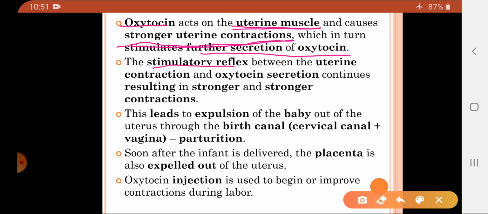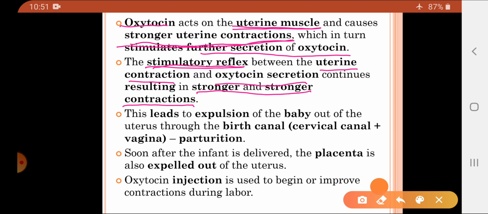So, this stimulatory reflex, what is the stimulatory reflex? Oxytocin secreted, stronger contraction. Stronger contraction, more oxytocin. More oxytocin, stronger contractions. So, this stimulatory reflex between the uterine contraction and the oxytocin secretion results in stronger and stronger contractions within the uterus. Are you getting my point, students?